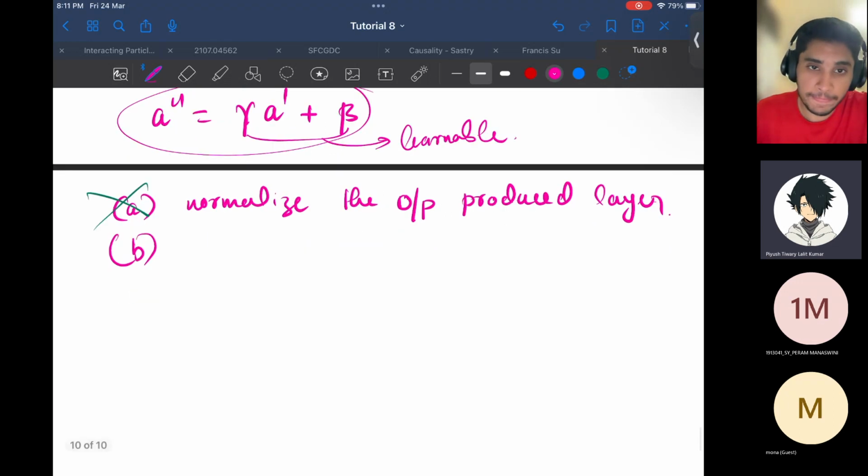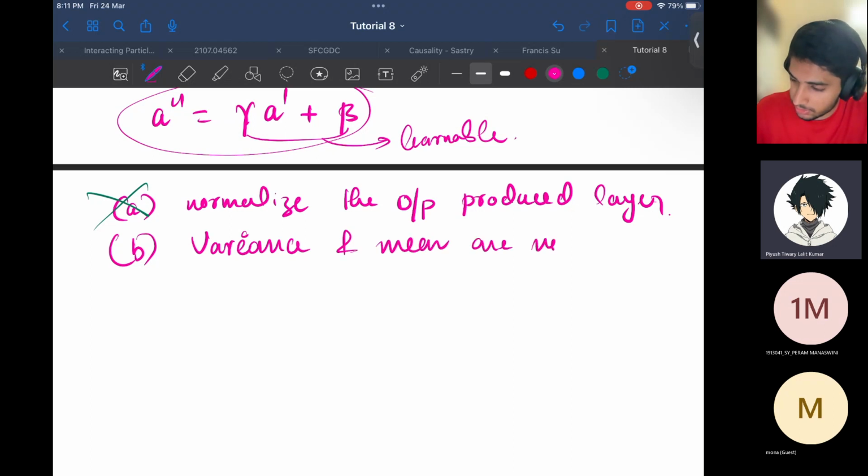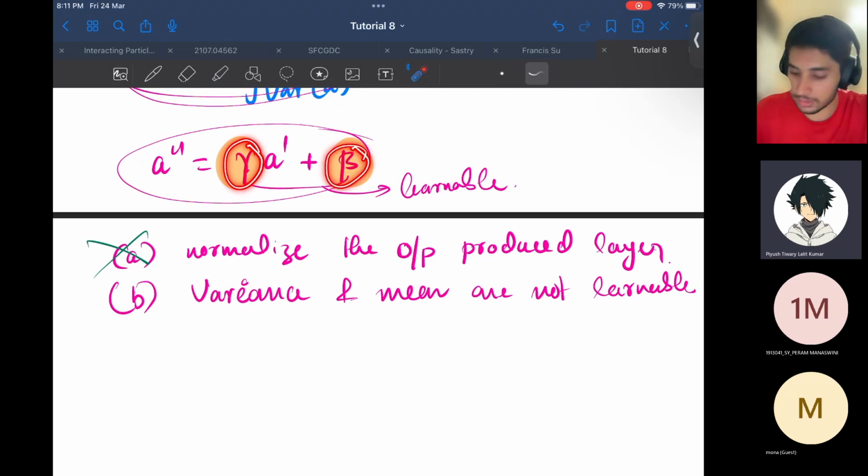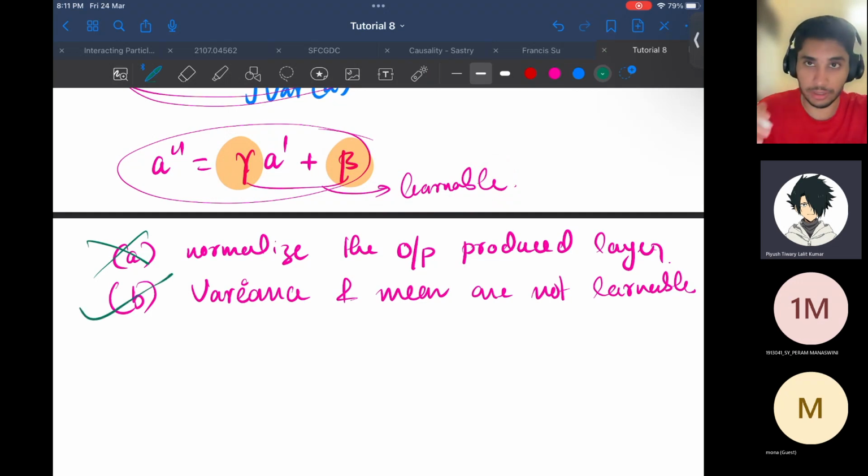What is the B option? Variance and mean are not learnable. Well, the terms that we saw, beta and gamma here, you can interpret gamma as the variance and beta as the mean. Well, these are learnable, right? That is the entire point. So this statement is incorrect, hence it's a correct option.